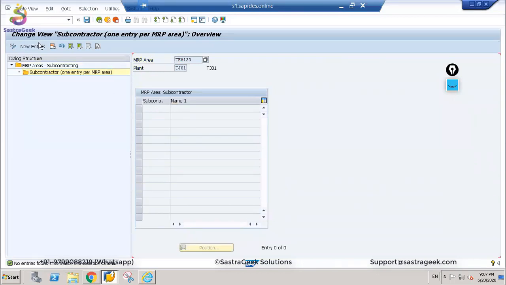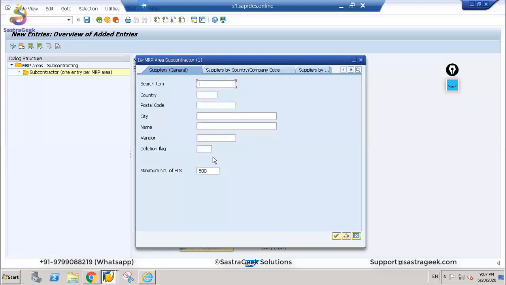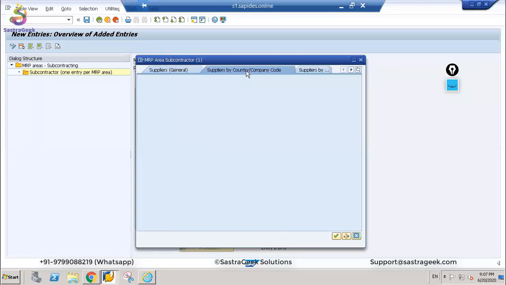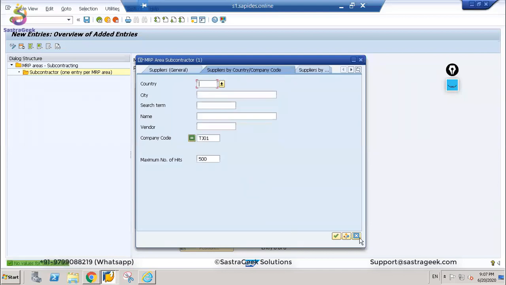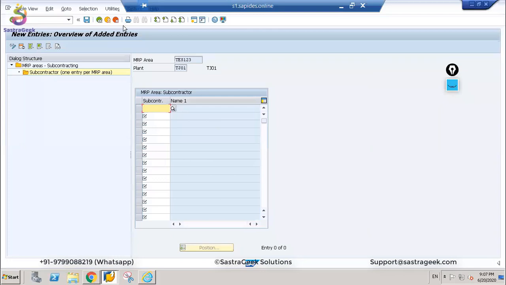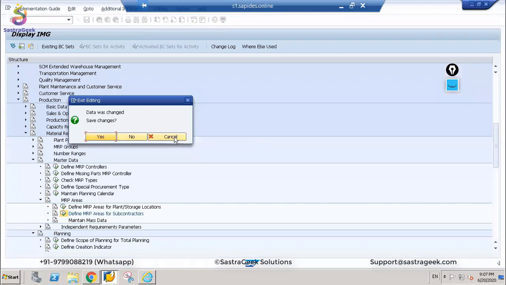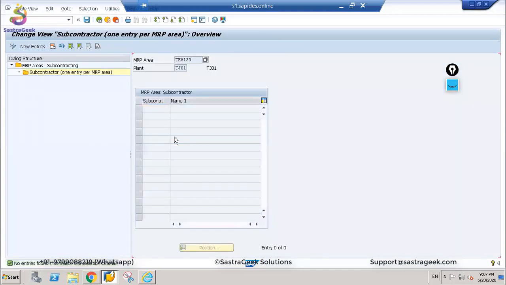You need to go to new entries. Here you need to put the subcontractor. Although you have different tabs here, you can assign only one subcontractor. So I'll try to see whether I'm having any vendor available. I don't know whether it is there because I haven't created anything for that company. No, I don't have a vendor. But that's how we need to assign it and save it. So here we need to create a subcontractor first. Again, you need to go to the configuration and assign the subcontractor at a configuration level.